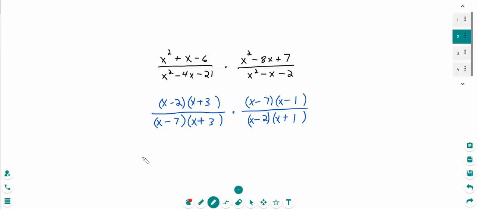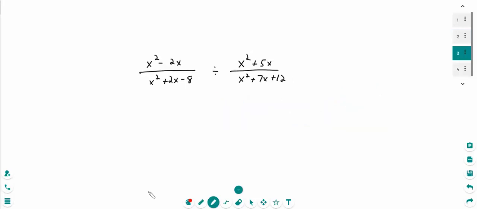Now let's do some cross-canceling. This is the fun part. This is where we get to reduce things out. So x plus 3 and an x plus 3, they're going to eliminate each other. An x minus 7 is going to eliminate this x minus 7. This x minus 2 is going to eliminate this x minus 2. And look at that. Isn't that beautiful? We end up with x minus 1 over x plus 1. There we are. Okay? Very good.